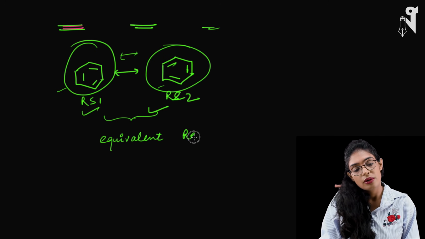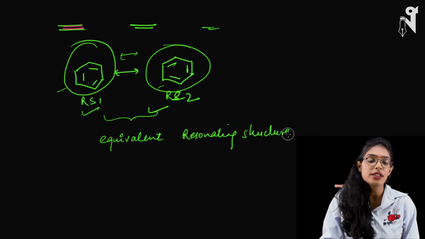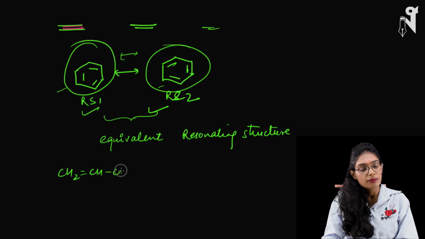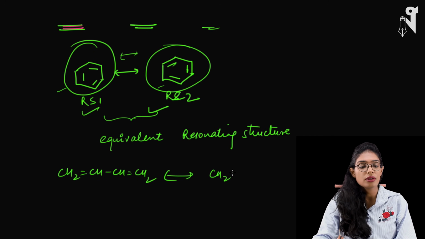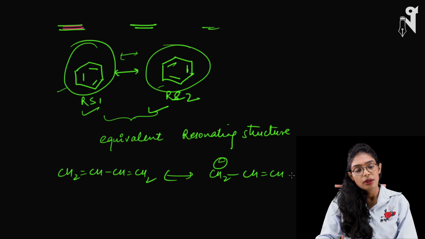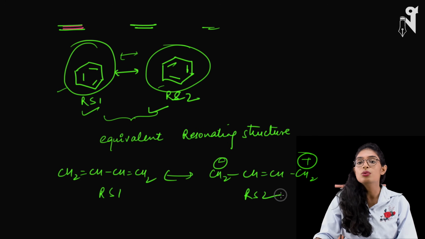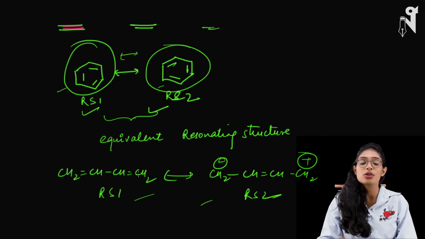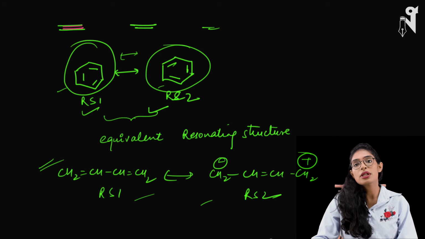Equivalent resonating structures. Whereas if I take the example of buta-1,3-diene, both of these structures I am taking because we have spoken about both. If I have to draw the resonating structure of it, I can draw this resonating structure. So this is resonating structure 1 and this is resonating structure 2. Is there any difference between structure 1 and structure 2? Yes, there is. The double bond position is shifted. Apart from that, there were no charges developed in resonating structure 1, but in resonating structure 2 there are charges, positive and negative.